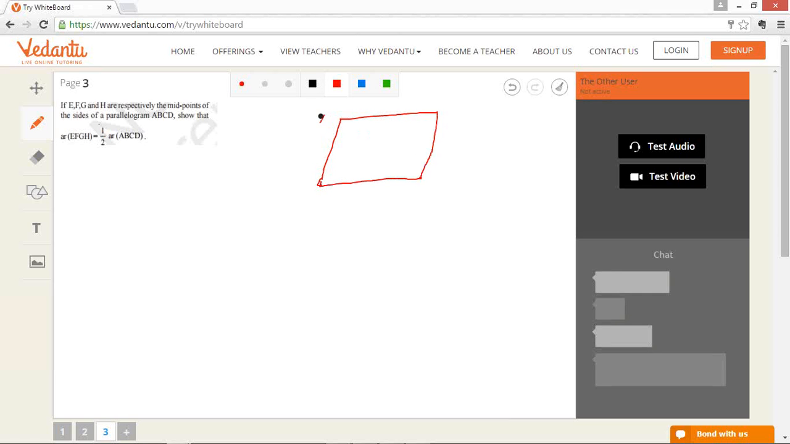So this is a parallelogram ABCD, and E, F, G, H are given to be the midpoints. And let us read out the question again. They are respectively the midpoints of the sides of the parallelogram ABCD. We have to prove that quadrilateral EFGH, nothing is given, it's a parallelogram or whatever. So for the EFGH quadrilateral, we need to join EFGH. So that becomes our construction. Join EFGH.